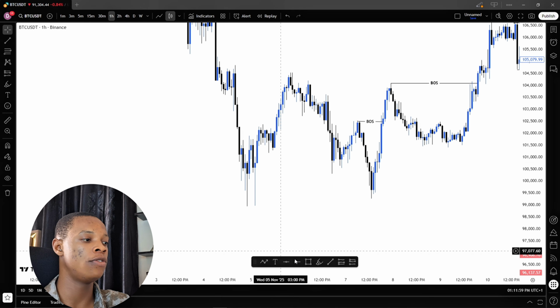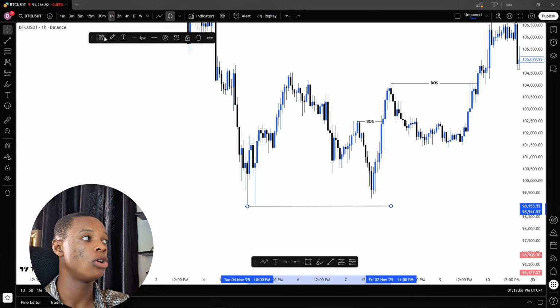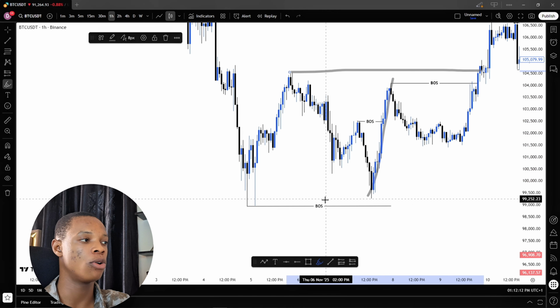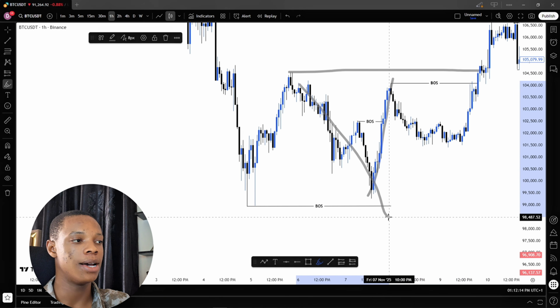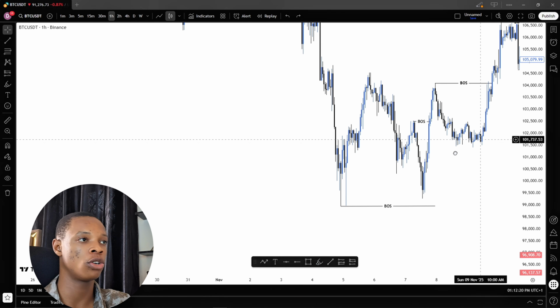If you watch, this very low was not taken out. This is a low, and the price failed to take out this very low as a break of structure to the downside. But what happened? It went up to break this very high. This is not a valid change of character. Why? Because it has failed to take out that low as a break of structure to the downside. So that's what's going to make a change of character valid or not valid.